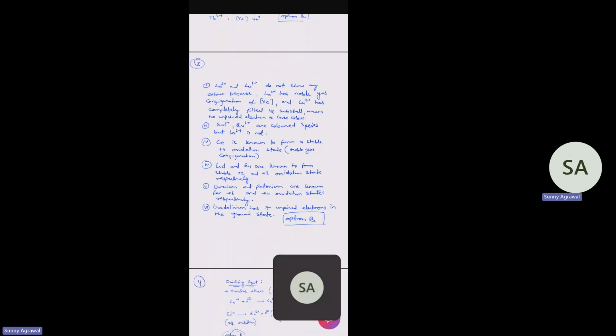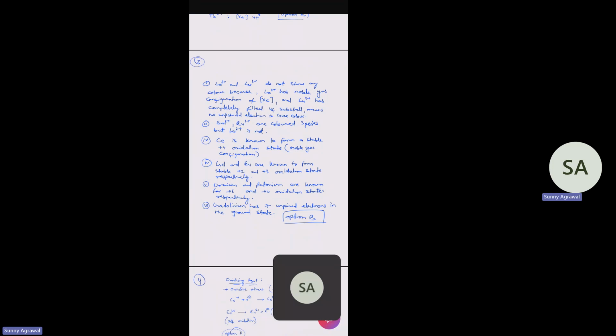Question number 3. Consider the following statements. There are a few statements given. Based on that, we have to identify which statement is true and which statement is false, and based on that, select the correct option. I think 6 statements are there. The first one: La3+ and Lu3+ do not show any color. So it is true because they don't have any unpaired electrons in their configuration.